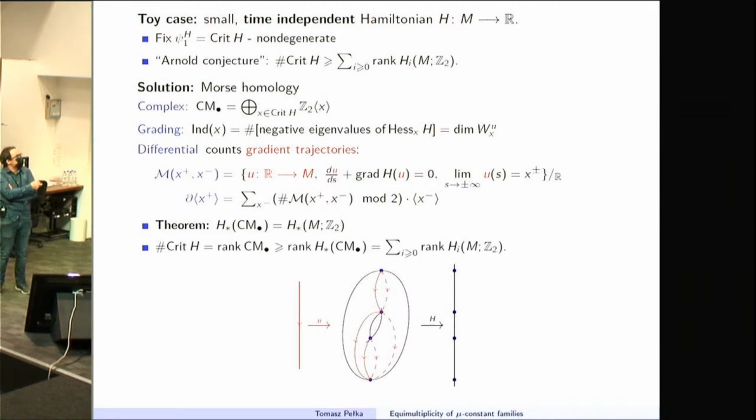So now I can prove the toy version of the Arnold conjecture. Well, the number of critical points is the number of generators of the complex. So it's for sure bigger or equal to the number of generators of the homology. And by the theorem, this rank is the sum of the Betti numbers. Okay, so this is something that you know, but the idea is to generalize it to the case where H is time dependent.